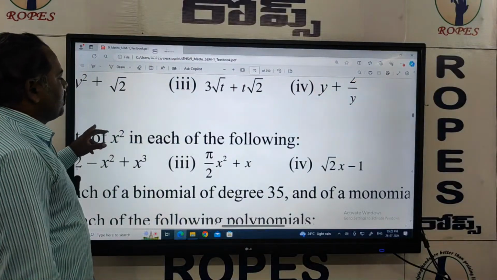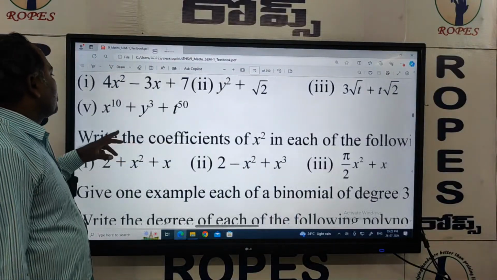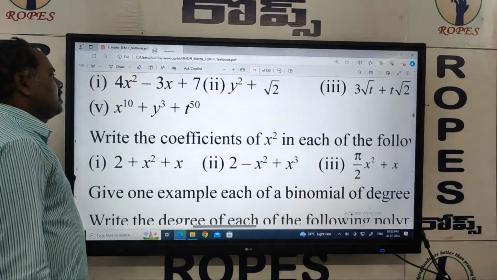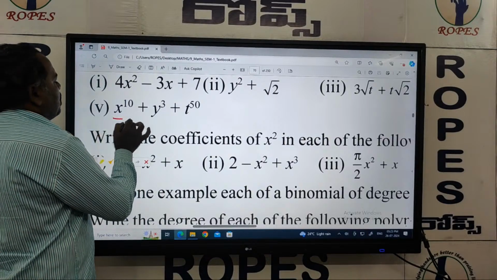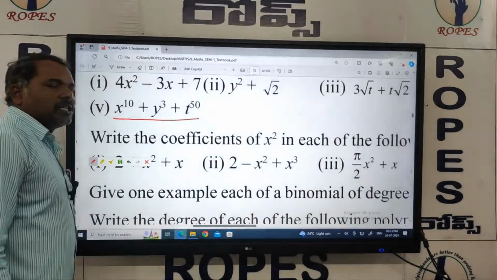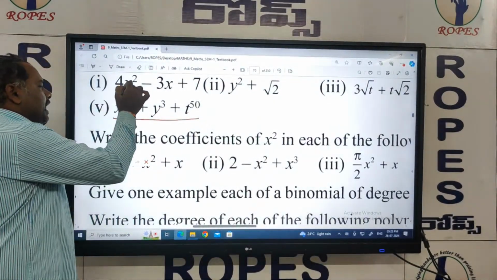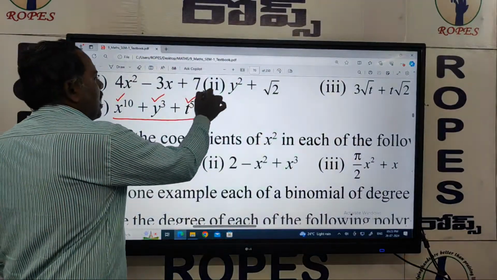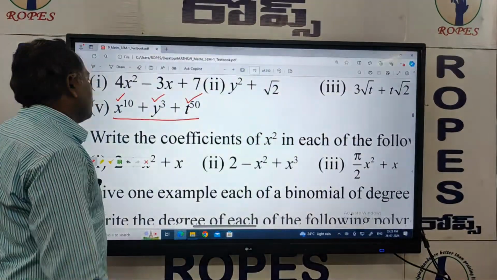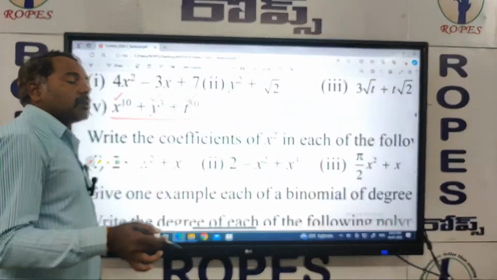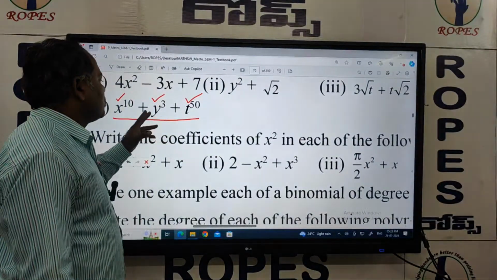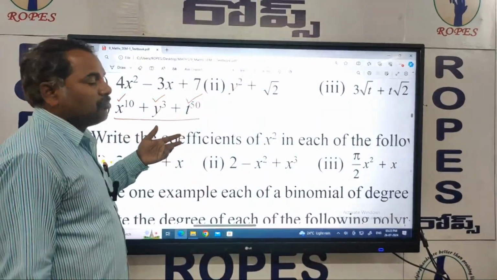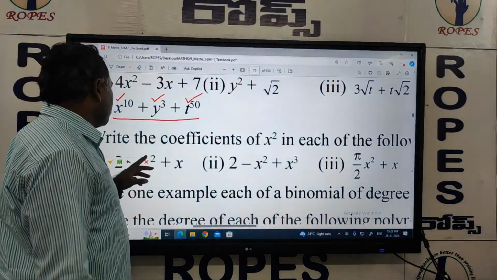Next, the fifth sub question: x power 10 plus y cube plus t power 50. Here x is there, y is there, and t is there. So it is a polynomial but not in one variable. Understood? So this is the way. This is about the first question.